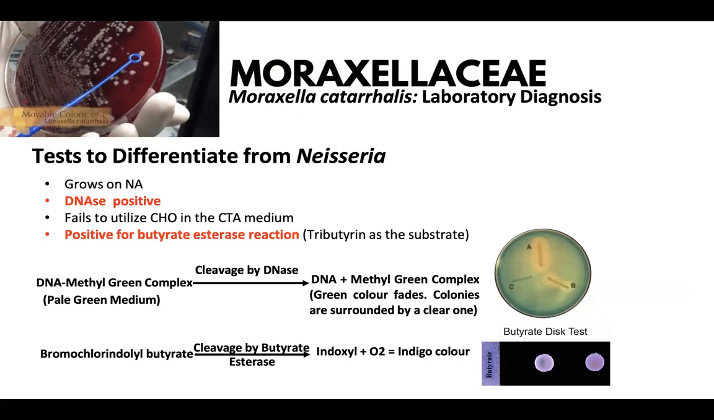Now, for butyrate esterase reaction, for this test, the bromochloroindolyl butyrate reagent is used. This will be cleaved by the enzyme butyrate esterase if present, and produce indoxyl and oxygen. The release of indoxyl is responsible for the indigo color production. So a positive indigo color is positive for butyrate esterase reaction.